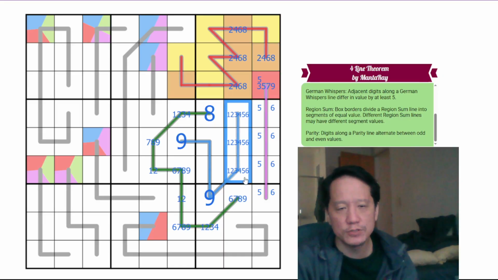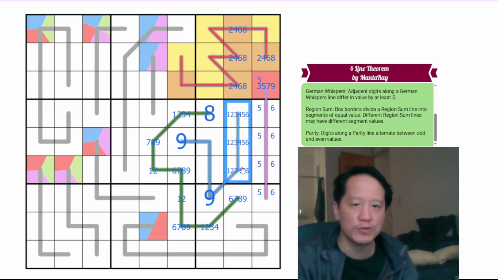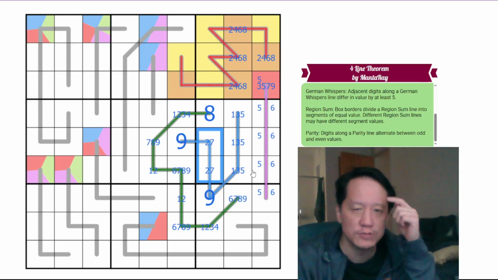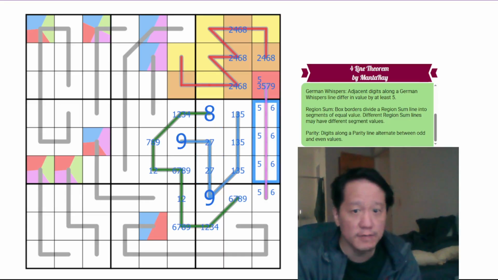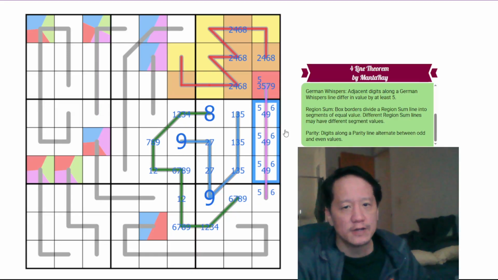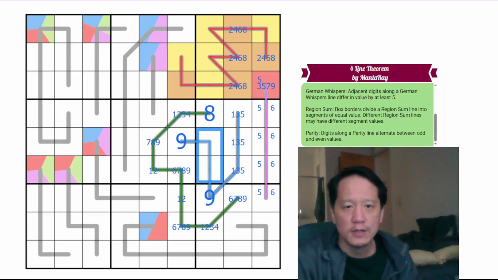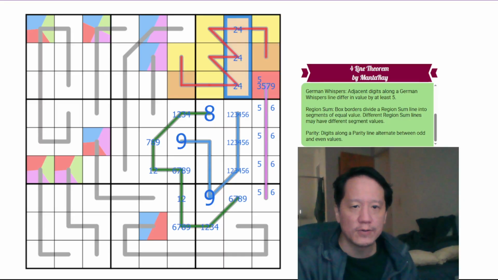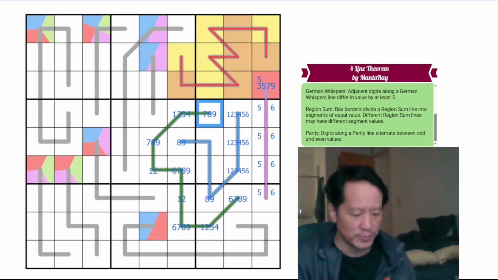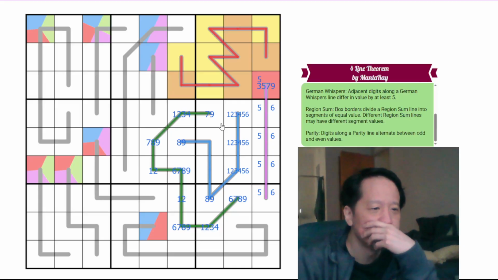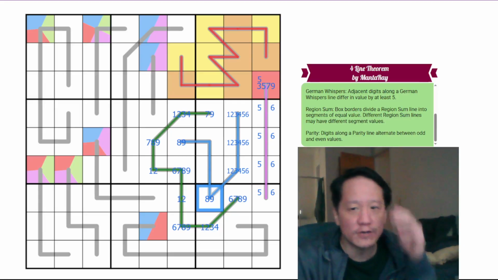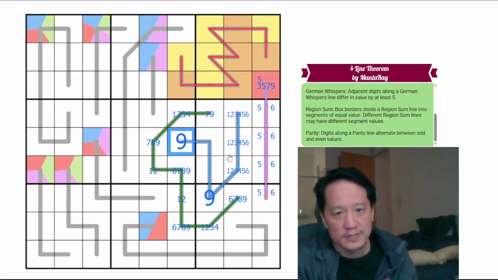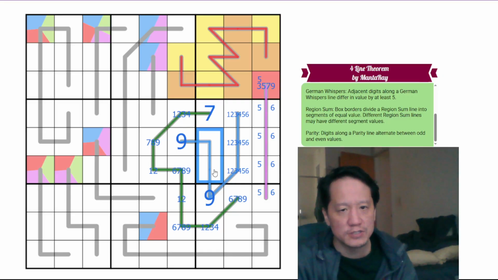It cannot be 1, 2, 6. It cannot be 2, 3, 4. Therefore, this is 1, 3, 5. And therefore, that forces this to be 2, 7, which again forces this to be 4, 9, which is not going to form a Renban. So no, it can't be 8 here. So this has to be 7 or 9 here. Can it ever be 9 here, then? If this is 9 and this is 9, that forces this to be 7. This cannot be 2 and 7.